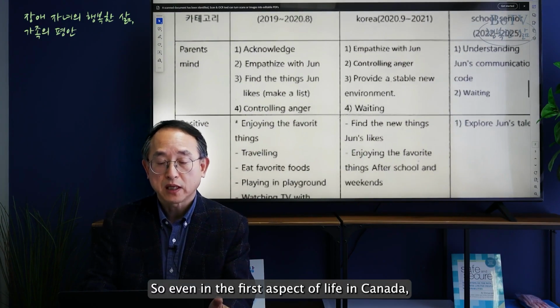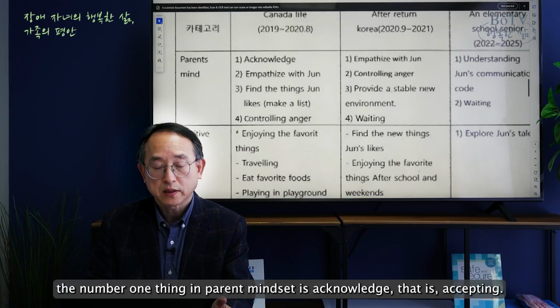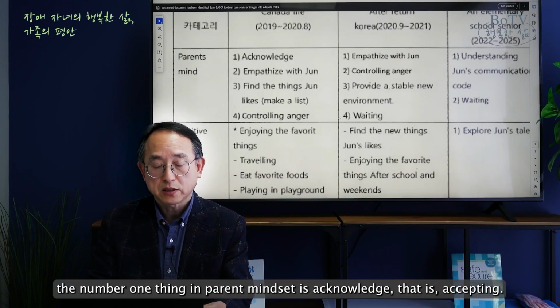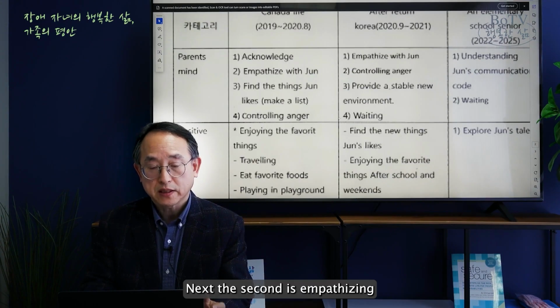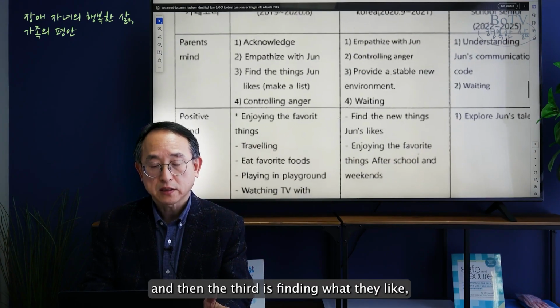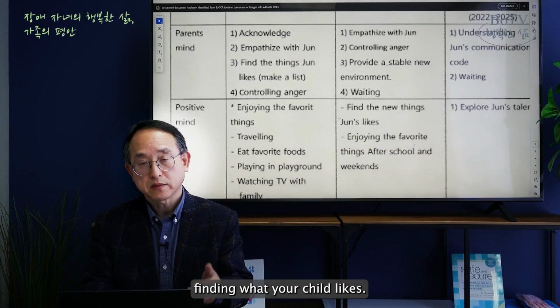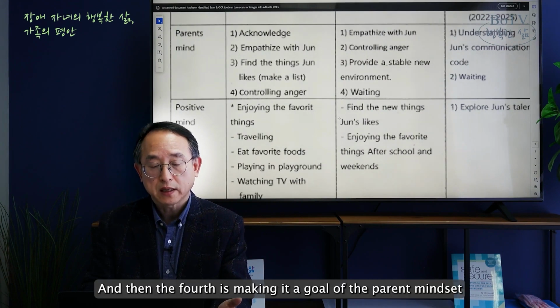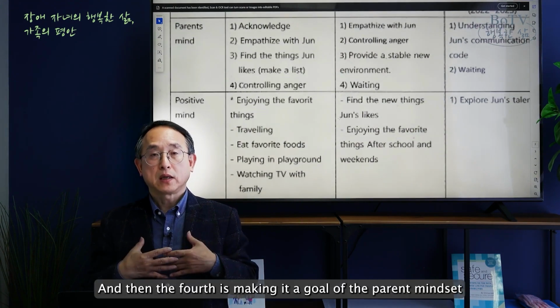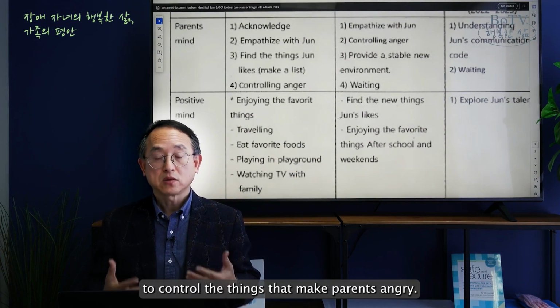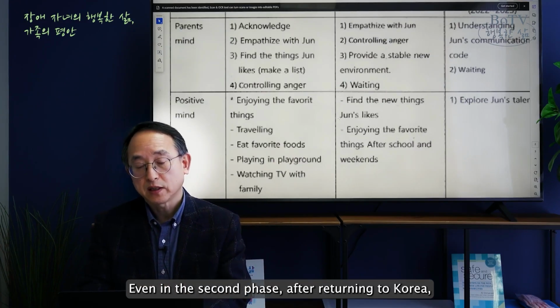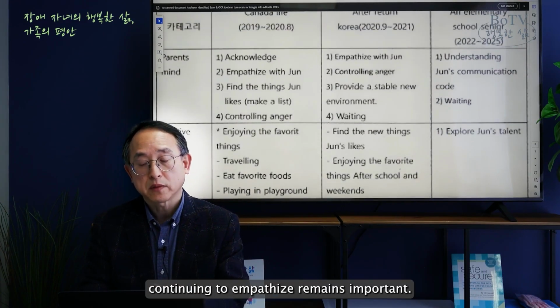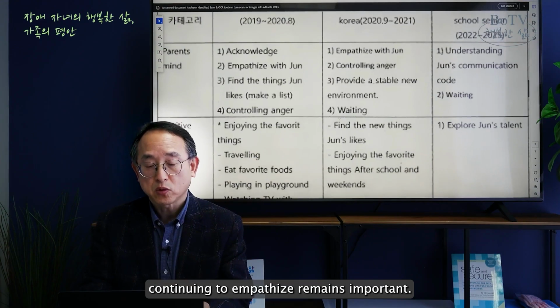So even in the first aspect of life in Canada, the number one thing in parent mindset is acknowledging, that is accepting. Next, the second is empathizing. And then the third is finding what your child likes. And then the fourth is making it a goal of the parent mindset to control the things that make parents angry.